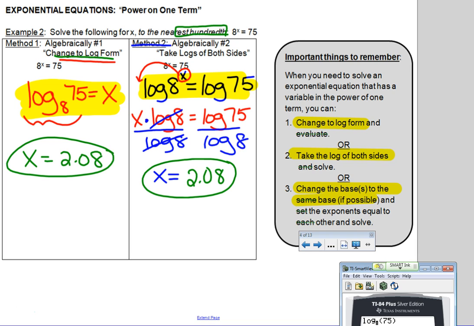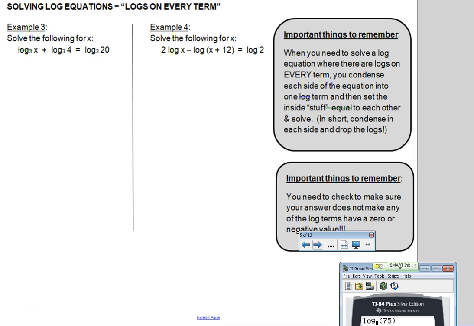Now you also have to know how to do log equations. So example 3 and 4 are both the same type. If you notice, there is a log term on all the terms. So if there are logs on all the terms, what we want to do is combine the sides together using our log rules. So first off, we know that if there's the addition of 2 logs, we can put that back together by multiplication. X times 4 is 4x.